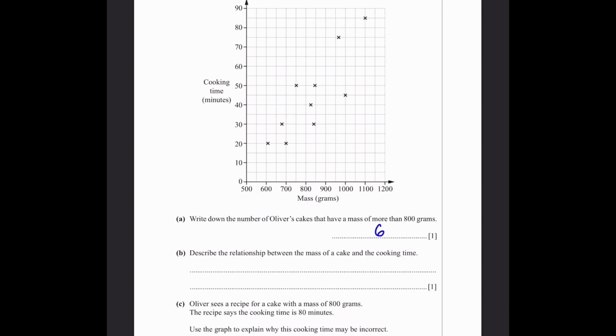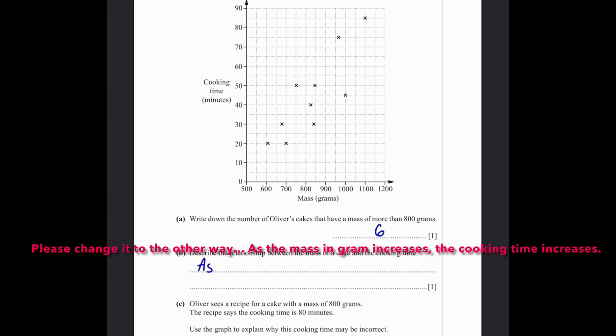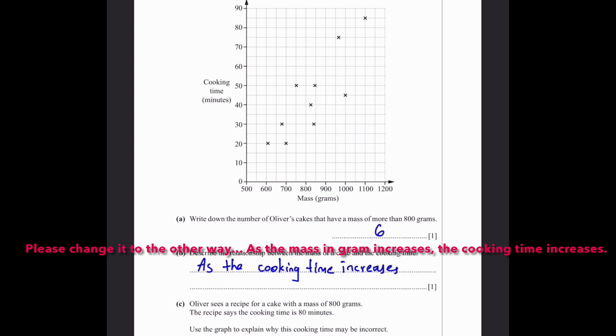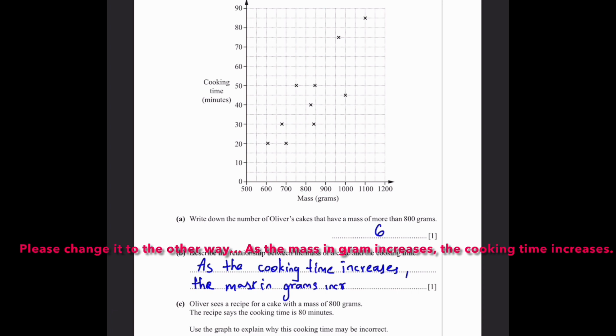B. Describe the relationship between the mass of a cake and the cooking time. As you can quite clearly see, cooking time 20 minutes and the mass is only 600 grams. Cooking time is 85 minutes. Mass is all the way at 1100. So as the cooking time increases, the mass in grams increases.